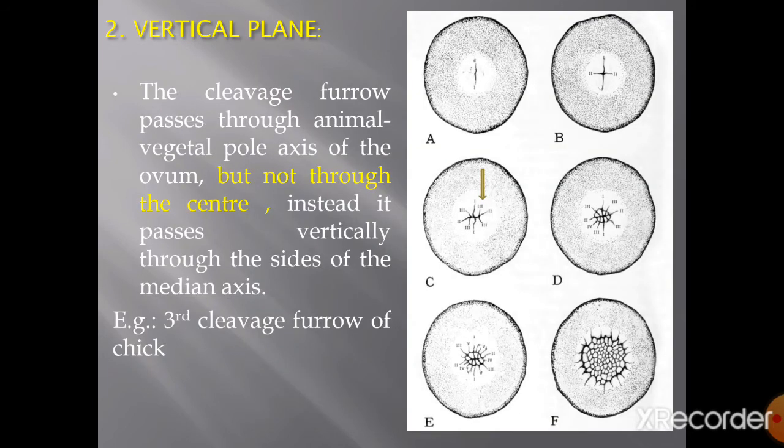Then the second plane is vertical plane. The cleavage furrow passes through animal-vegetal pole axis of the ovum but not through the center. Please remember, but not through the center. Instead, it passes vertically through the sides of the median axis. You can see the yellow arrow mark in figure C where it has been labeled third. So third cleavage furrow of chick happens in vertical plane.